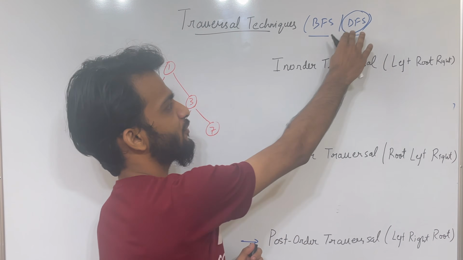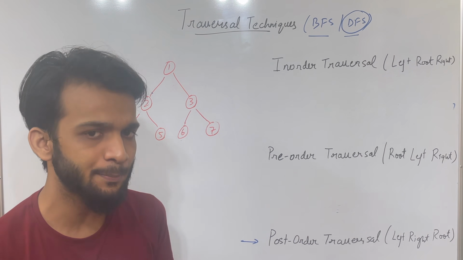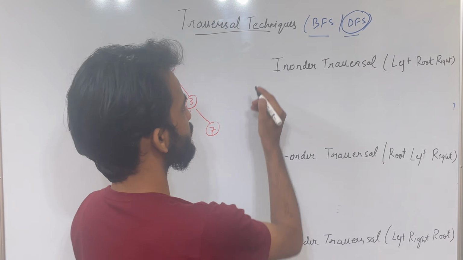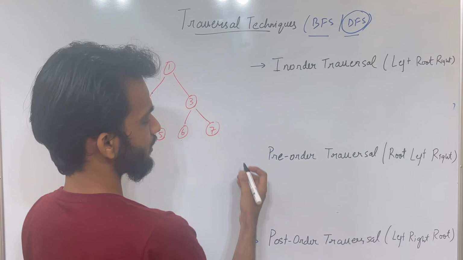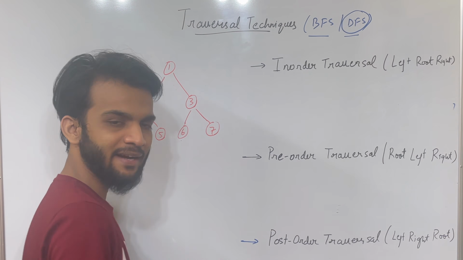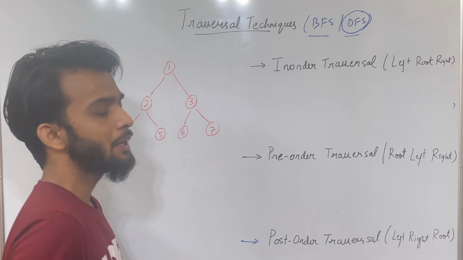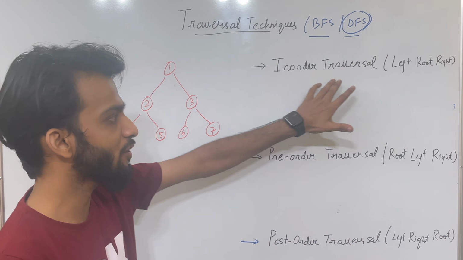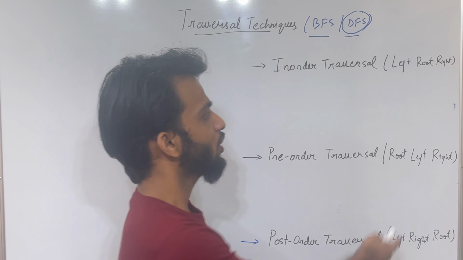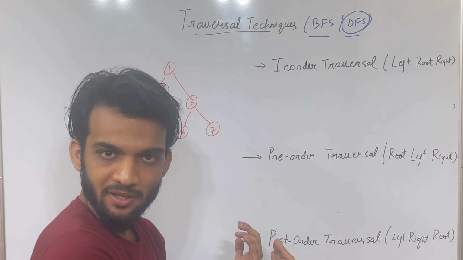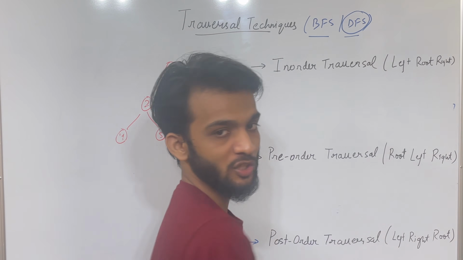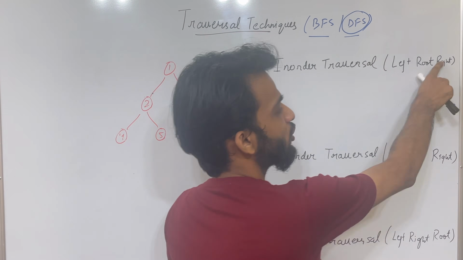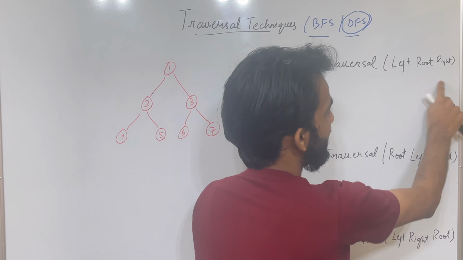So, what is depth first search? There are basically three types of depth first search technique. The first one is the in-order traversal, the second one is the pre-order traversal, while the third one is the post-order traversal. The first technique is the in-order traversal. It states go to the extreme left subtree and apply this logic. Once you've done this, go to the extreme right subtree and apply this logic.